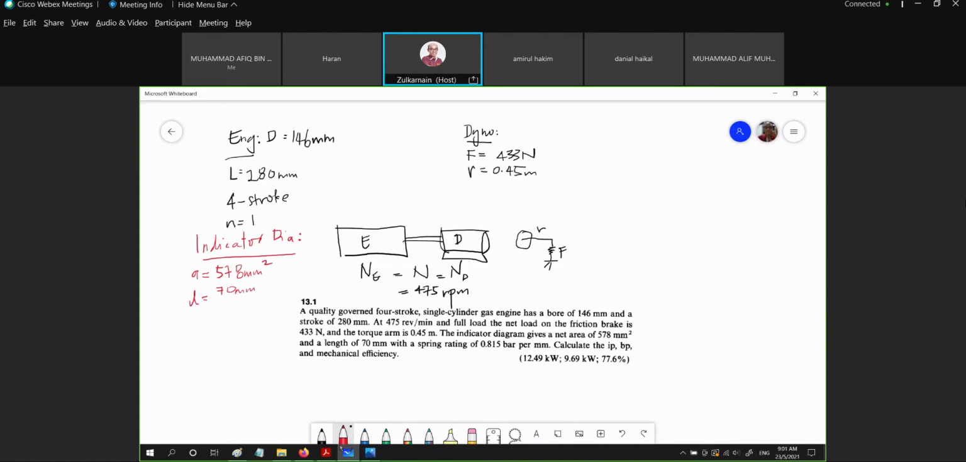Okay, and the spring constant given right here, S is equal to 0.815 bar per millimeter. Just to recap, what is an indicator diagram? The indicator diagram comes from the device we use to measure pressure in the engine according to the volume change in the engine.